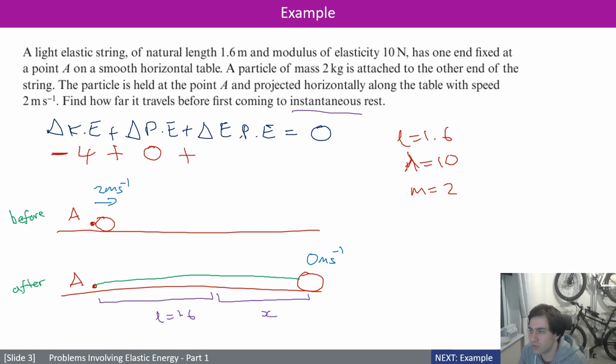what did we start with? Well, there was no elastic potential energy at all, because the string was not taut. I mean, the string is still here in the image, but it's completely loose. Effectively, it's bundled up, it's loose. There's no EPE at all, so it's gained some. How much has it gained? Well, it will have gained this amount, x squared times lambda over 2L. So let's add that. That's going to be lambda x squared divided by 2 times the natural length, which is 3.2.